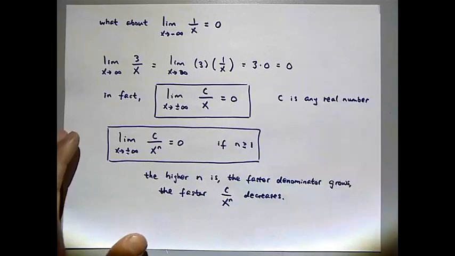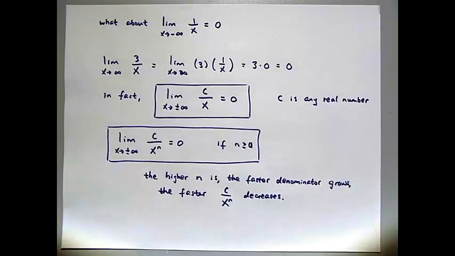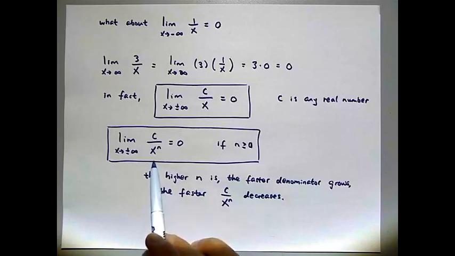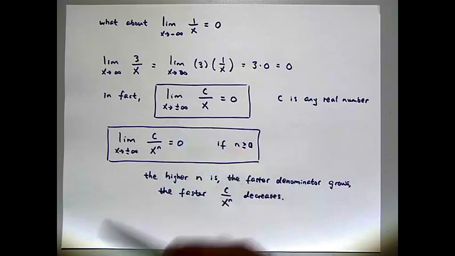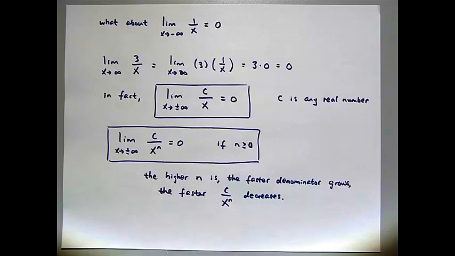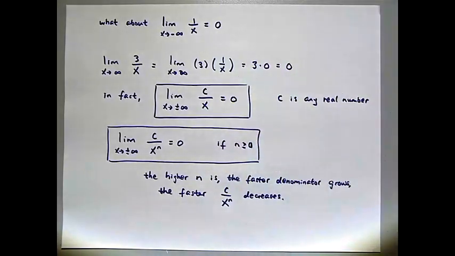Actually, I'm sorry, it shouldn't be 1 here. Let's make this 0, right? We can't have a negative n. What happens if n is negative? They would go to infinity or negative infinity, right? If n is negative, then a negative power downstairs means a positive power upstairs. So c over x to the minus 2 is c times x squared. Now, if x is going to infinity, then that thing's going to blow up. So this is only going to go to 0 if that n is a positive number.